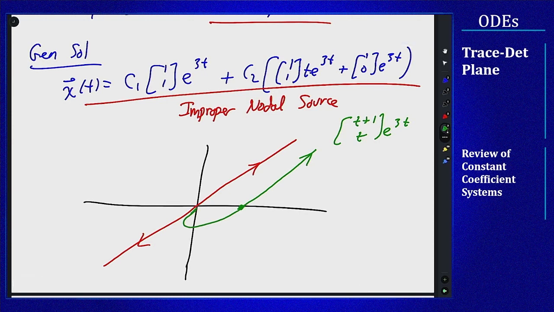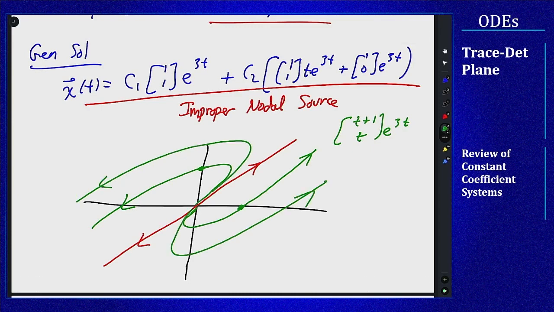You can also tell that for t between -1 and 0, we're in quadrant 4, and with t less than -1, we're in quadrant 3. The curve on this side will mirror it, so it'll go this way and this way, and so that is our phase portrait for this system as an improper nodal source.